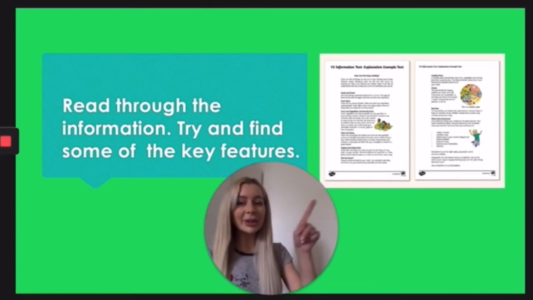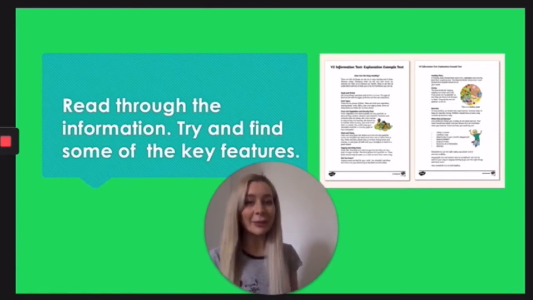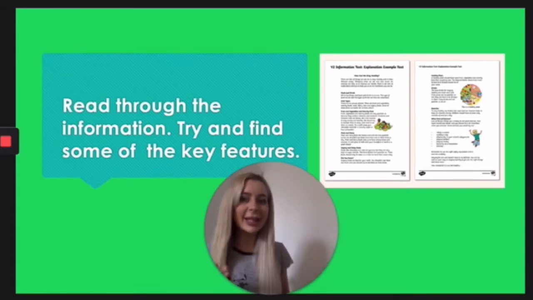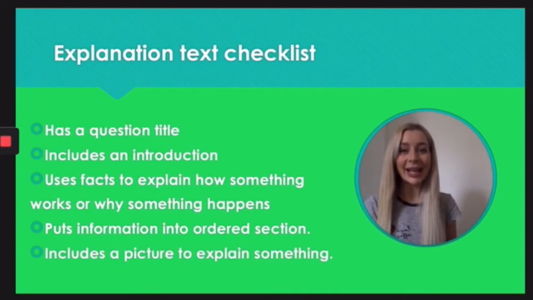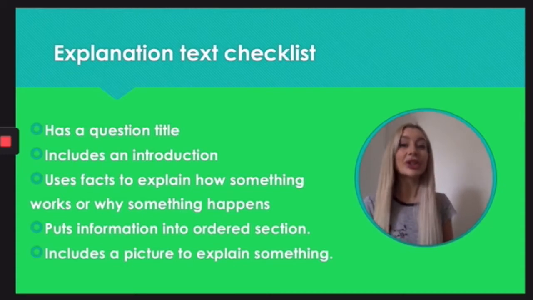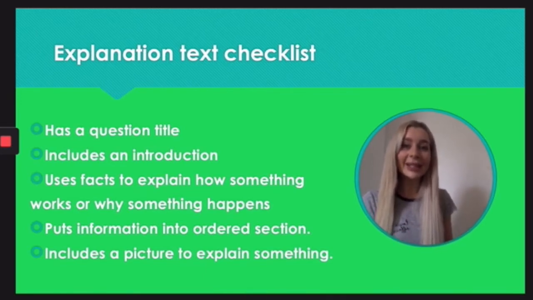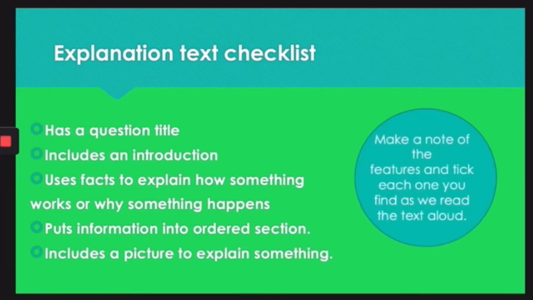In a minute we're going to read through this text. I want you to try and find the features of the information text. So what things stand out to you that makes this text different from, say, a story? Right here is an explanation text checklist. This is all the things that a good explanation text should include. Could you make a note down of these things? And then as we read the information text, see if you can spot them, and tick each one off as you find it as we read aloud.